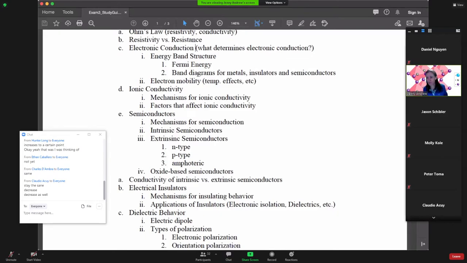Now, on the other hand, if we think about an intrinsic semiconductor, what happens to the number of carriers as we increase temperature? They're going to go up. So now with an intrinsic semiconductor, we can actually get some slight increase in conductivity to a point. And that point where it's going to sort of plateau is when scattering would start to dominate.